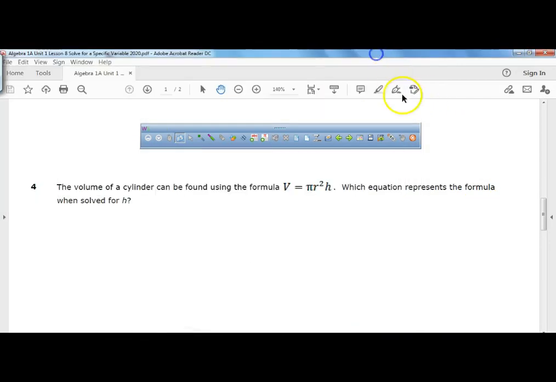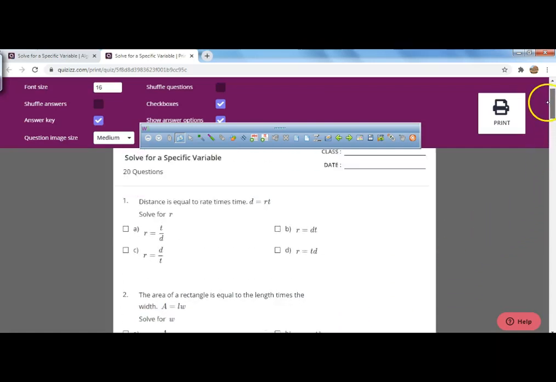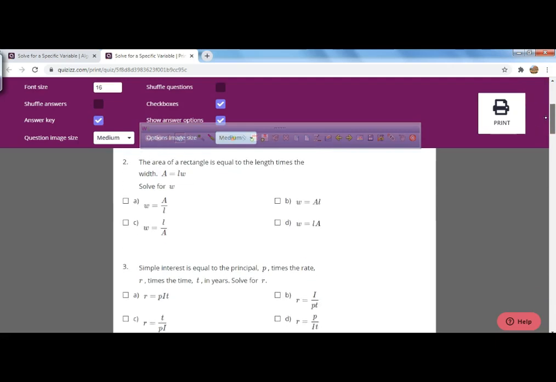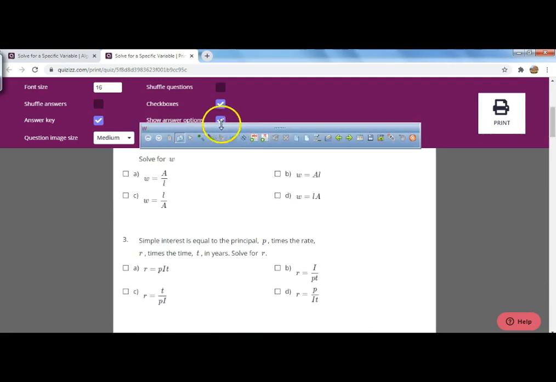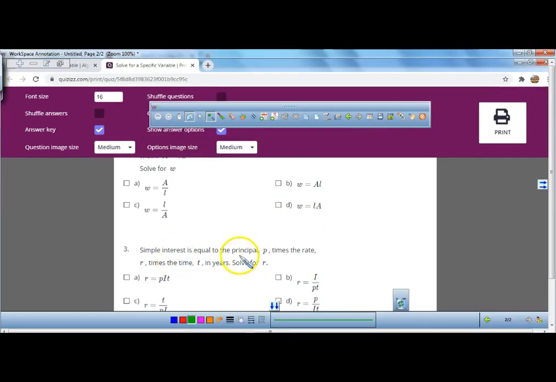So, what we're going to do is show you guys kind of what a quiz looks like, that you might have to do. There are 20 questions. I'm not going to do all of them, but I'm going to do some of them right here, so you can kind of see what it's like. It says simple interest is equal to the principal times the rate times the time. So interest is equal to principal times rate times time.